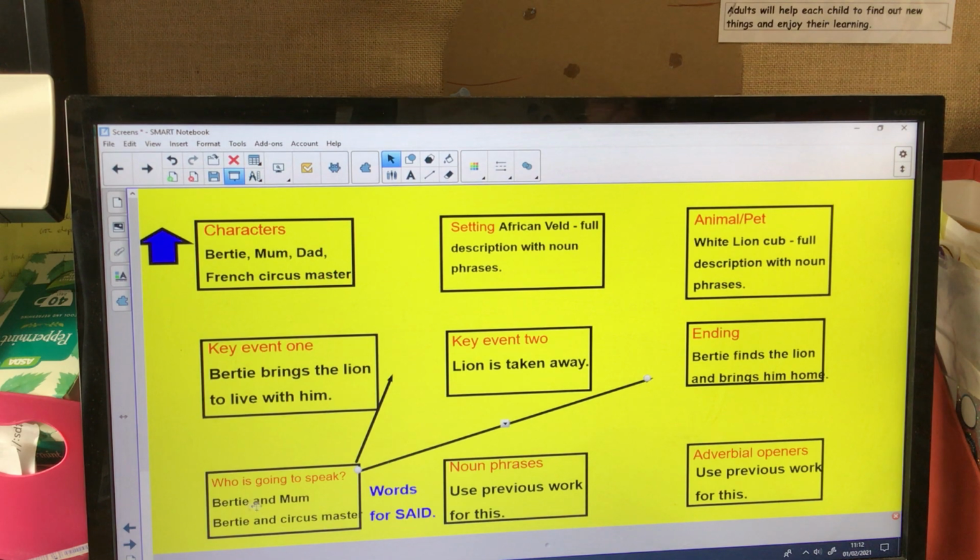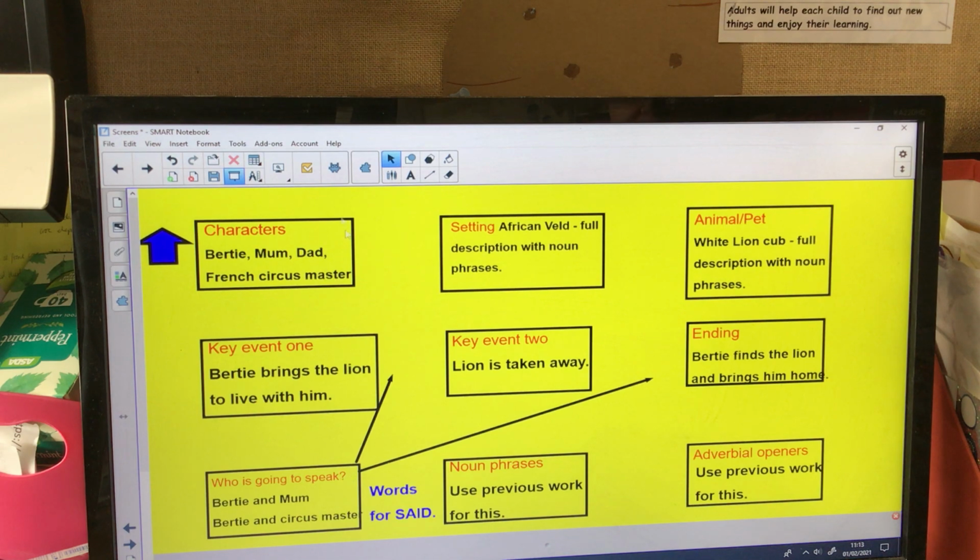So in our story, when I've been thinking about The Butterfly Lion, the places that are really important for that speech are when Bertie and his mum talk about the lion, and also when Bertie talks to the circus master when he's finding the lion towards the end of the story. And I've reminded myself as well that the words for said need to be thought about at this point. These two arrows, children, here and here, indicate in the story where my speech is going to go.